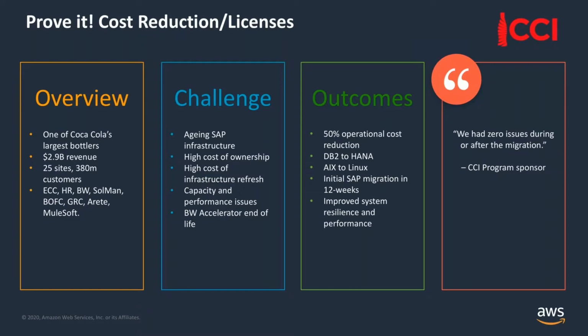Second reference is Coca-Cola Price Check, who are one of Coca-Cola's largest bottlers. I think they're the second largest bottler within the Coca-Cola group, so in itself a massive business. It's a $2.9 billion bottling business. Similar challenges. They had an aging SAP estate and very high cost of support. The key take-home from this is we reduced ongoing operational costs by 50% at the point of migration. Interestingly, we're probably into year 4 or 5 now of managing that system post migration, and year on year, we've driven down cost every year.